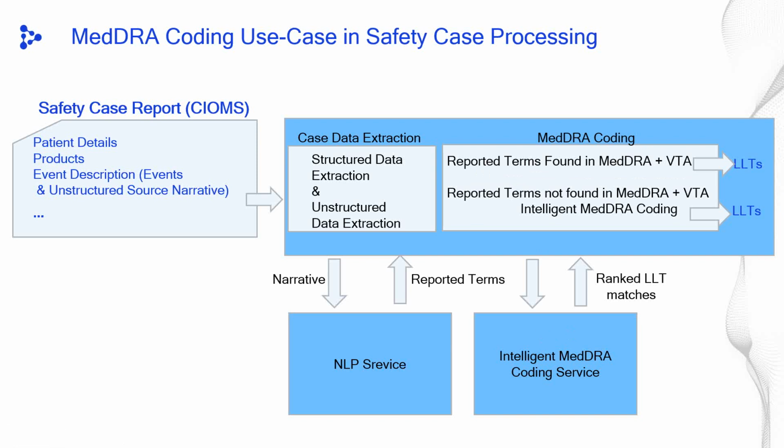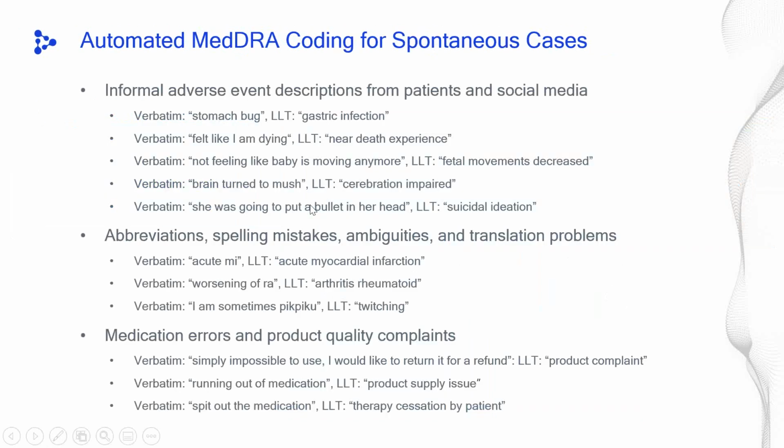So we take the historical coding of all the reported terms that were there for the past few years, and train these machine learning models to code the same way they have been coding in the past. So that's the workflow. I hope everyone understood that.